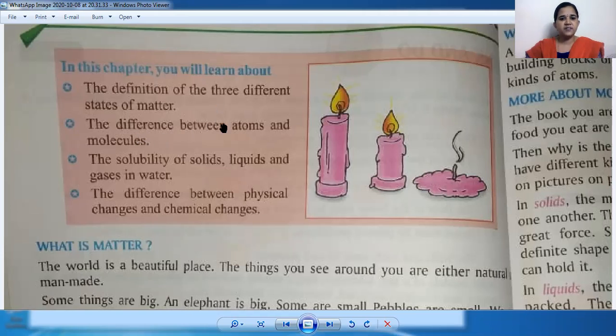So, next, what is the difference between the atoms and molecules? What are the atoms? What are the molecules? And the solubility of solids, liquids, and gases in water. How the solids will change when they are mixed in the water. How the volume of the liquid changes, and gases in water. So how they act in water when they are mixed in the water, how they respond. And the difference between the physical changes and chemical changes. So what is the physical change, what is the chemical change, all that we are going to read now.